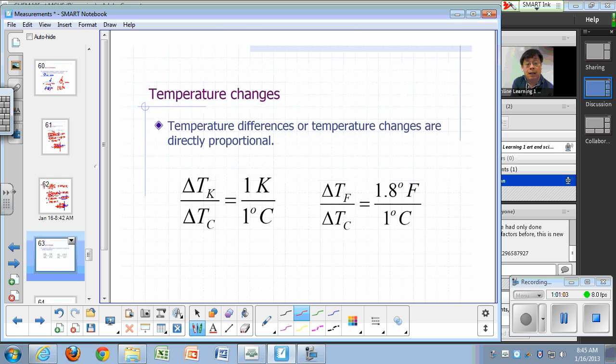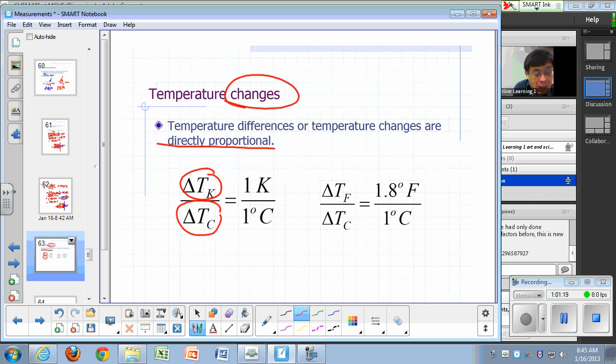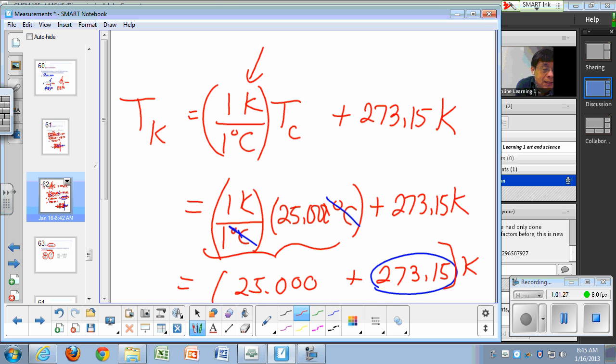Now, the thing to realize, though, is if you're looking at temperature changes, or differences in temperature readings, those are actually directly proportional. So a change in the Kelvin scale compared to a change on the Celsius scale would be 1:1. That is, in fact, that number that you put in front of the temperature in Celsius, this thing right here. This is actually delta T in Kelvin divided by delta T in Celsius. That ratio is a constant. Okay, so changes on the Celsius scale and changes on the Kelvin scale are directly proportional.